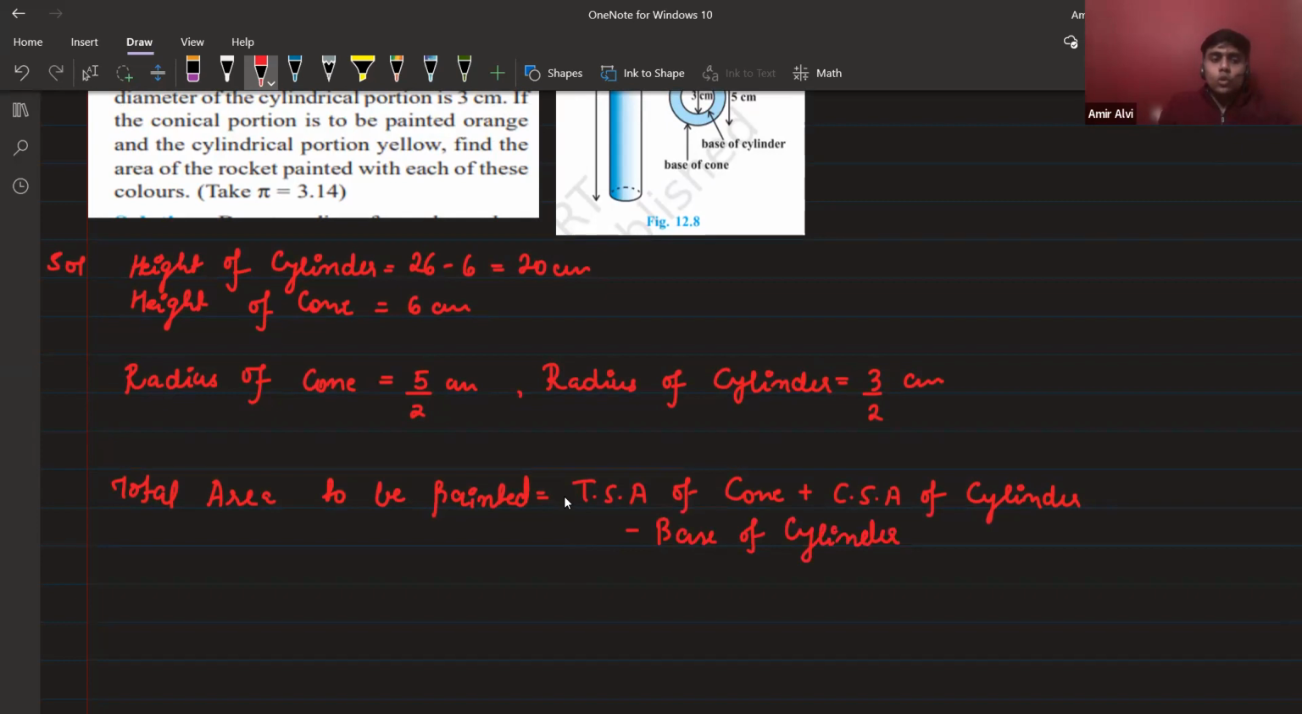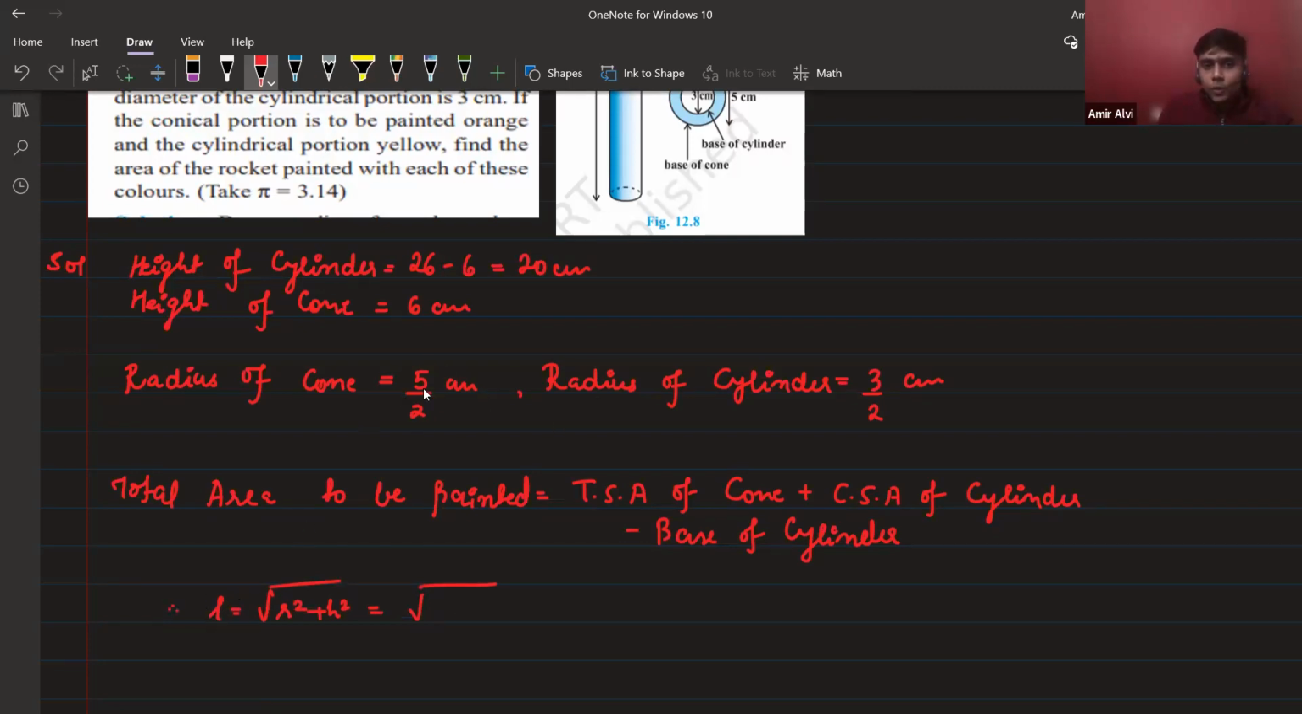Okay. So to find the TSA of cone, I need the slant height. Is slant height given in the question? No. So we need to calculate the slant height. Our first step is to calculate the slant height using the Pythagoras formula, which is the square root of r square plus h square.